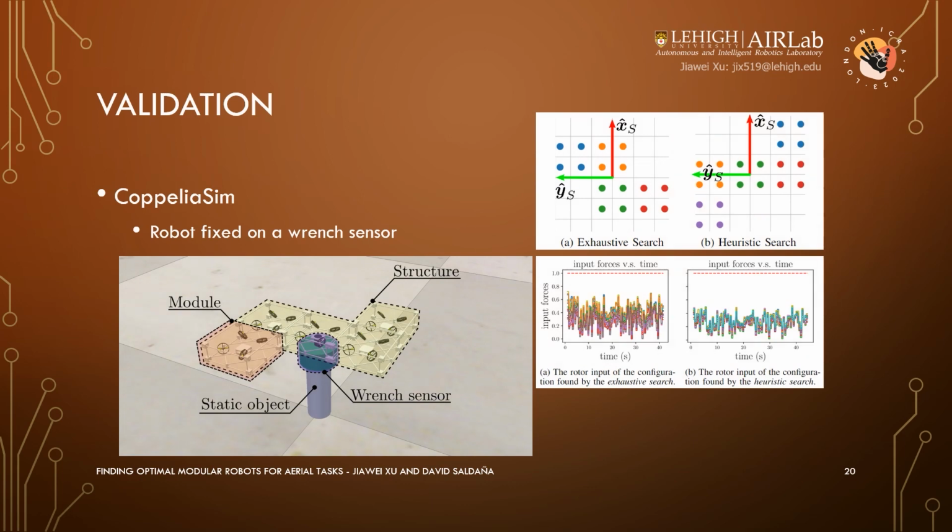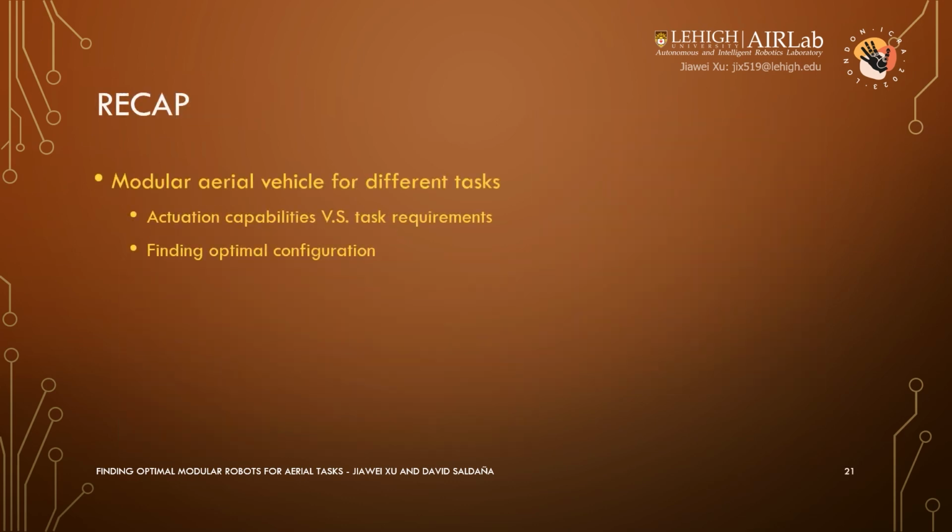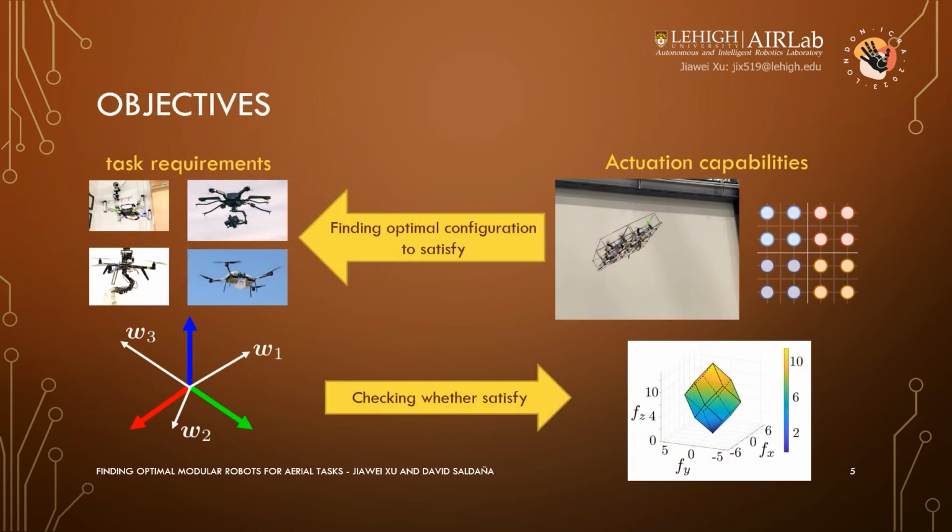For validation, we conducted simulations in Capella Sim. Results show that the two searching methods may give different structure configurations, but the robots are always able to generate all the required wrenches. In summary, in this paper, focusing on the versatility problem of aerial vehicles, we propose to use one modular multi-rotor vehicle design for different tasks. Via reconfiguration, the vehicle can adapt to different task requirements. We apply computational geometry to check, without prototyping, whether a configuration can satisfy a task requirement. Plus, we develop progressive search methods to find the configurations of the vehicle that satisfy a given task.